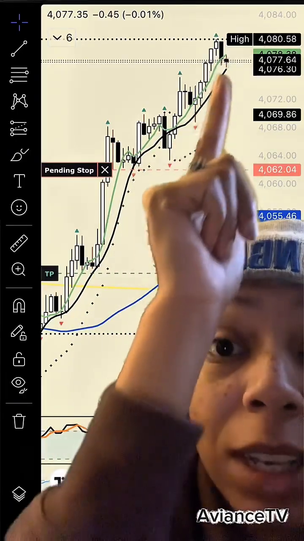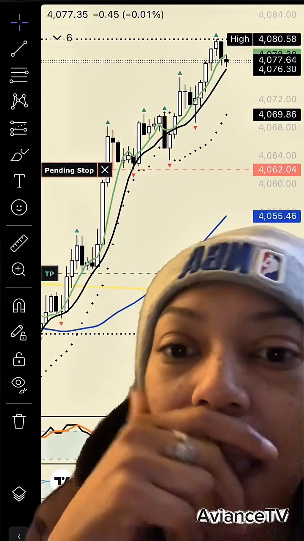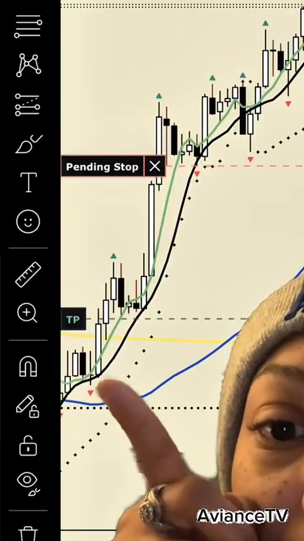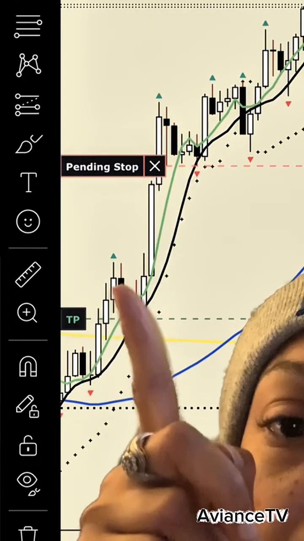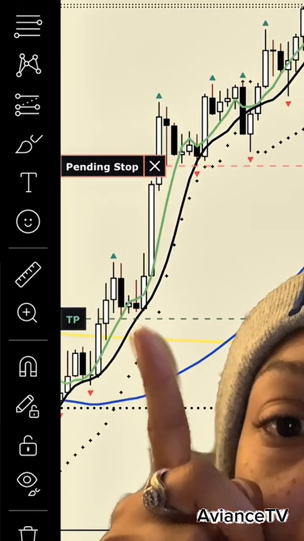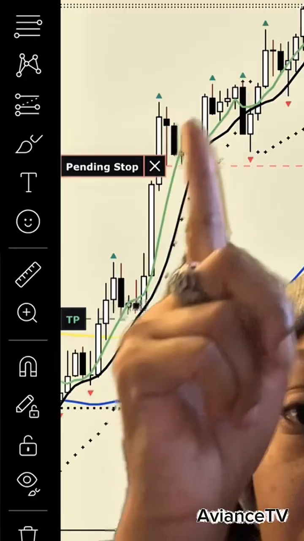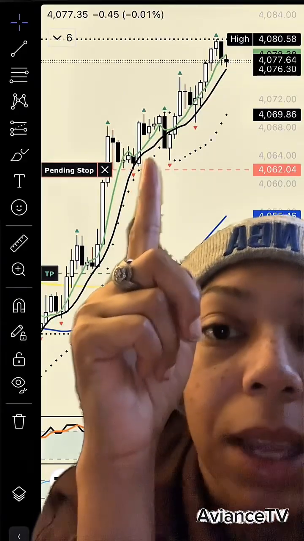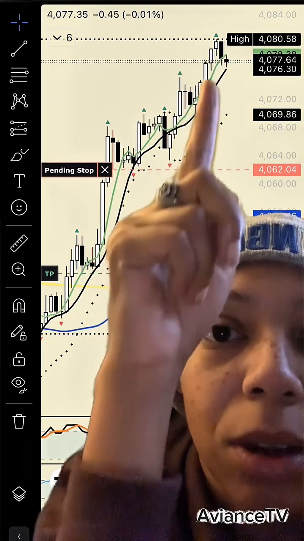of correction to continue. So you could have entered in right here, coming in off of that candle, going up to this take profit. You could have come here, got in on this candle, taking it up to this take profit. Same thing here, going up. Same thing here, going up. Same thing here, going up.